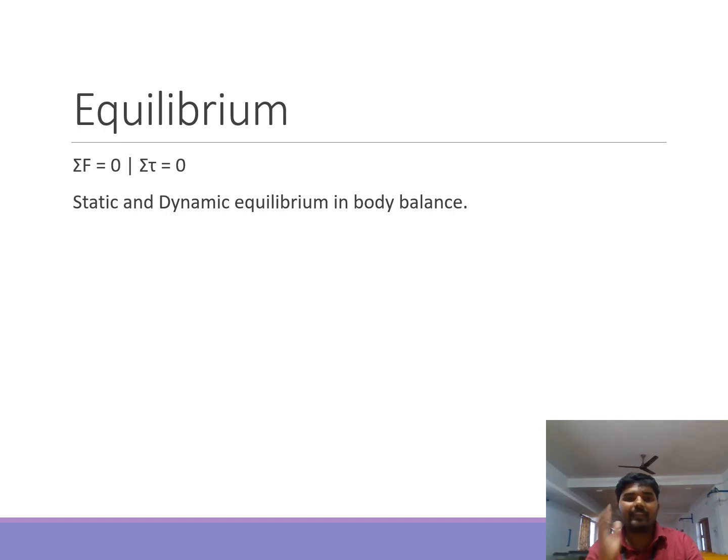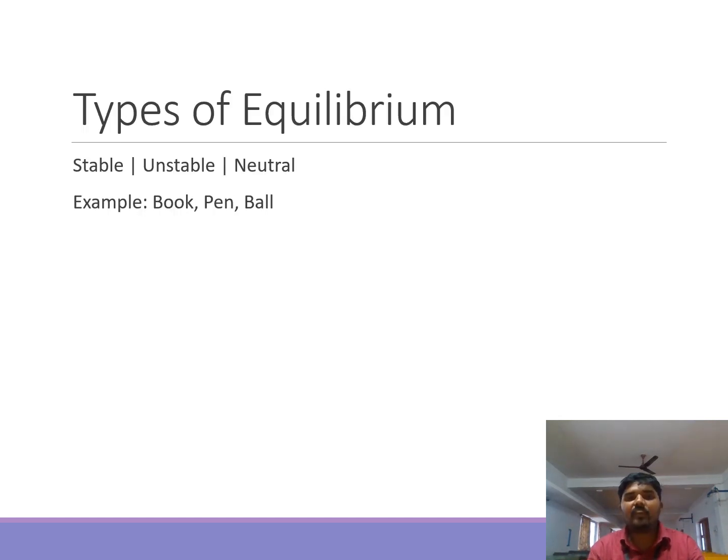Then equilibrium. For equilibrium, sigma F equals 0 and sigma T equals 0. There is static and dynamic equilibrium in body balance. Then types of equilibrium: stable, unstable, or neutral.